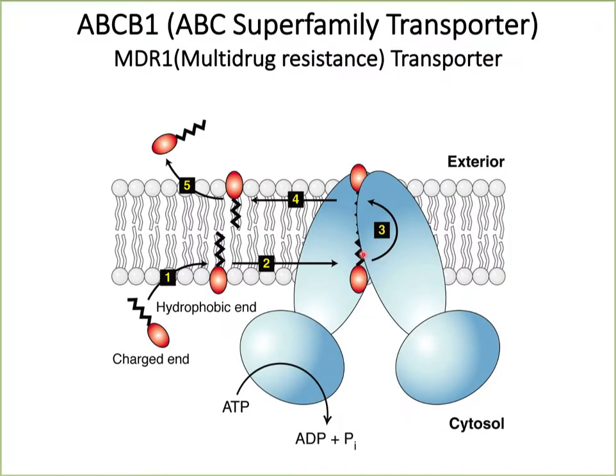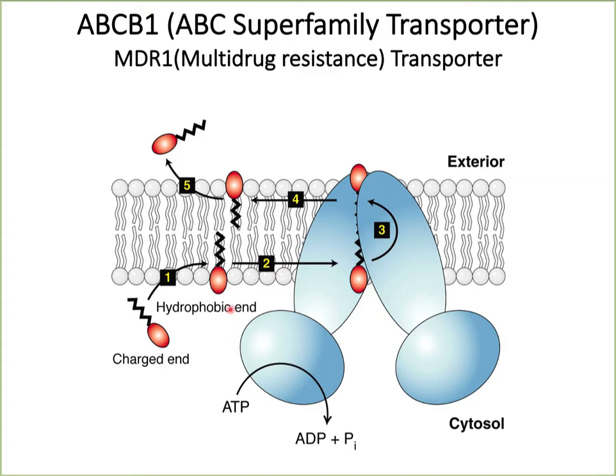Here is an example of the ABC superfamily transporter. The ABC superfamily of membrane transport proteins is the largest family of transporters, and it is found in both prokaryotes and eukaryotes. This particular transporter was originally known as MDR1 transporter, which stands for multi-drug resistant transport protein 1. The relevance of that will become clear in a minute. But today it is known as ABCB1. It was the first ABC transporter that was identified.